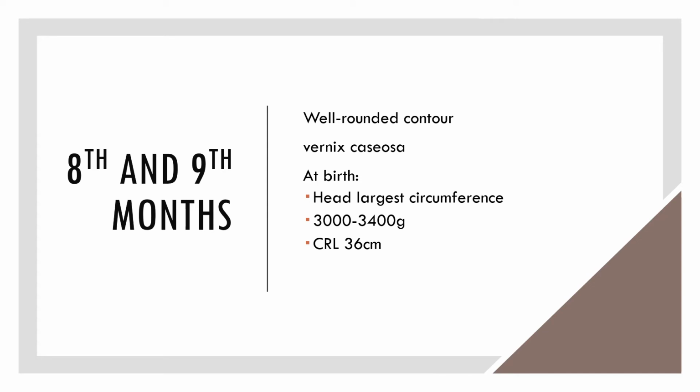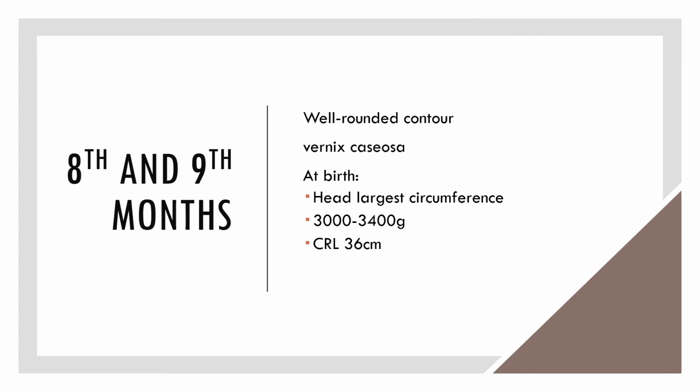During the last 2 months, the fetus would obtain a well-rounded contour because more subcutaneous fat would be deposited. And towards the end of intrauterine life, the skin would be covered by a whitish, fatty substance. We call this the vernix caseosa, which is actually composed of secretory products from the sebaceous glands. These sort of protect the fetus from abrasion or mechanical injury. So it's a lubricant.